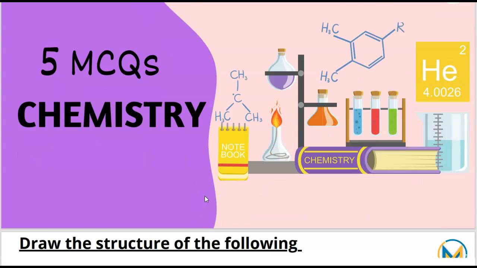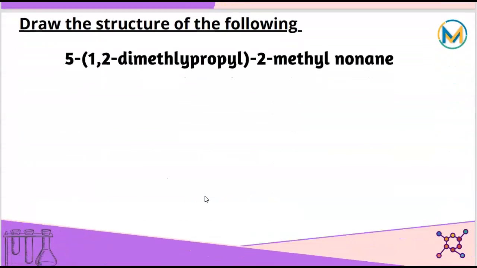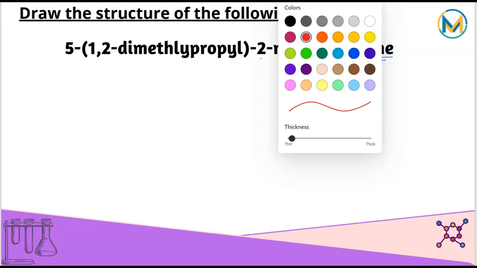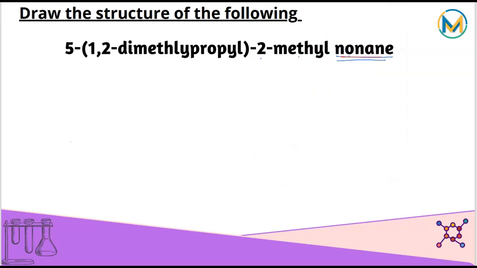Let's do some drawing of structures based upon the IUPAC naming. The first one we have here is to draw 5-(1,2-dimethylpropyl)-2-methylnonane. So the first step will be to draw the parent chain first. Nonane means 9 carbon atoms, so we'll draw a skeleton of 9 carbons: 1, 2, 3, 4, 5, 6, 7, 8 and 9.